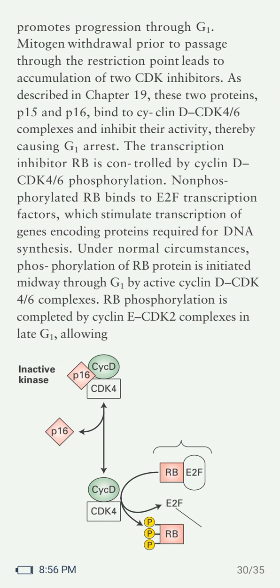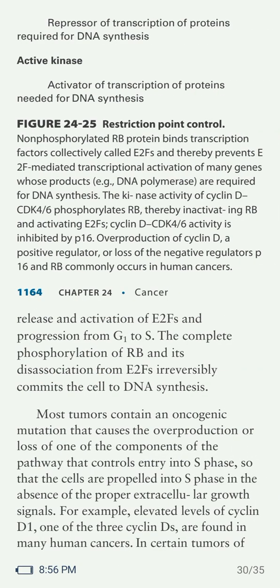Inactive kinases: there is p16 bound to cyclin D-CDK4, and cyclin D-CDK4 bound to RB and E2F. Then E2F is an activator of transcription of proteins needed for DNA synthesis. Restriction point control: non-phosphorylated RB protein binds transcription factors collectively called E2Fs and thereby prevents E2F-mediated transcriptional activation of many genes whose products, such as DNA polymerases, are required for DNA synthesis.